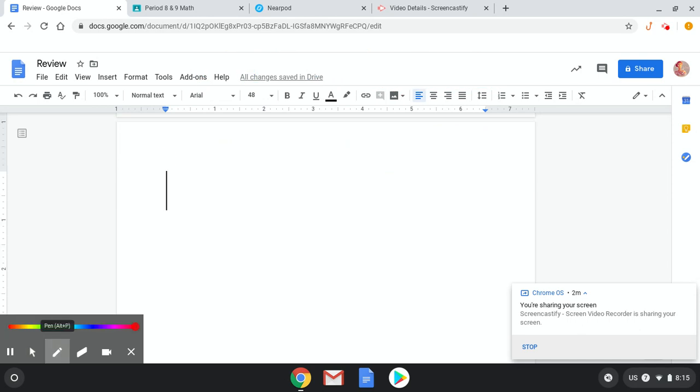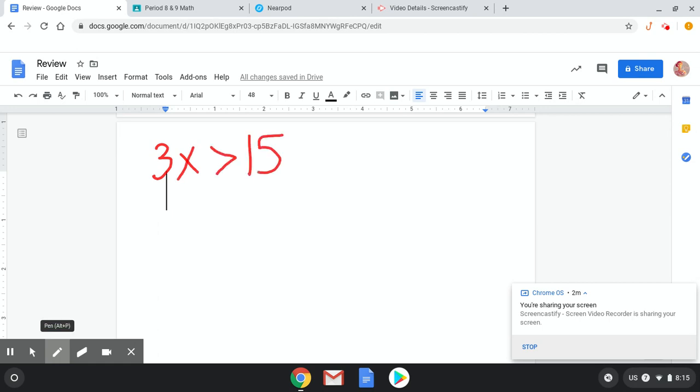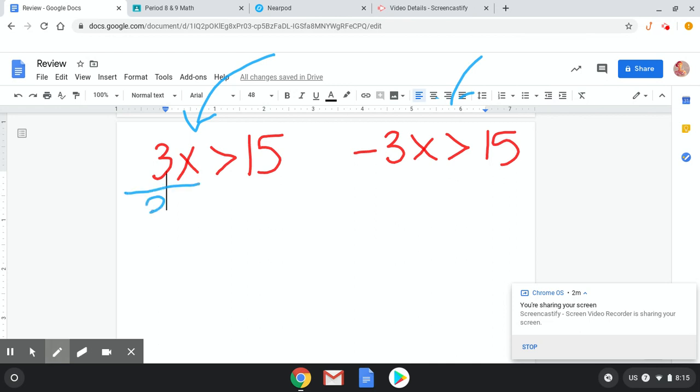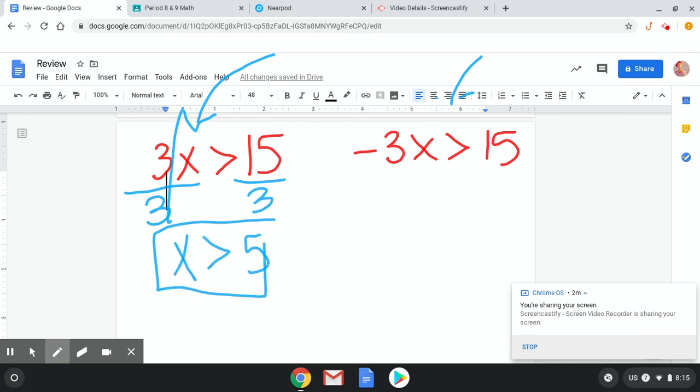So if you have 3x is greater than 15, and then I have -3x is greater than 15. Which one am I changing? Am I changing this one or am I changing this one? I'm hoping you have enough time to answer this by now in your head, but we are not changing this one because we divided both sides by a positive number. The sign stays the same and x is greater than 5.